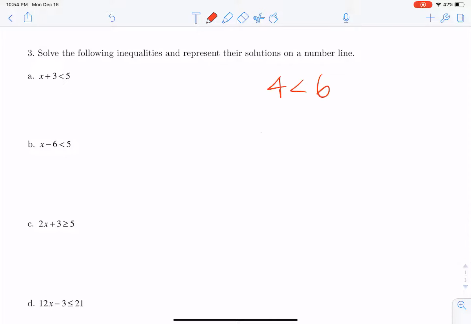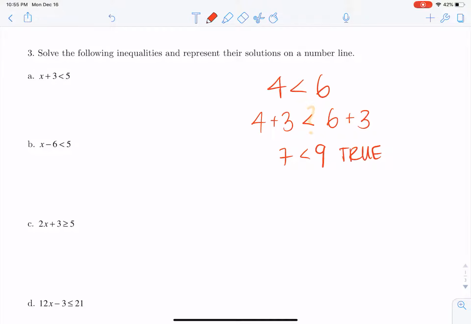We then said, what happens if I take 4 and I add 3 to it, and I take 6 and I add 3 to it? Is this inequality still true? Can I add the same number to both sides and still have a true inequality? And we ended up getting 7 is less than 9, which is true. So I know that I can add the same number to both sides of the inequality and it still holds true.